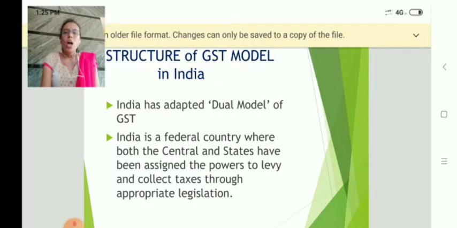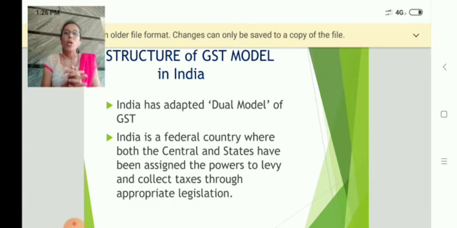In this video, I would like to take you through the structure of GST model. GST is such a kind of indirect tax which is levied on all supplies of goods as well as on services. It is destination based consumption tax. And France is the first country in the world which has implemented GST. Later on, many countries implemented GST and today more than 160 countries in the world have adopted GST taxation system.